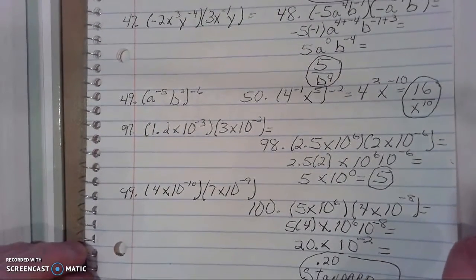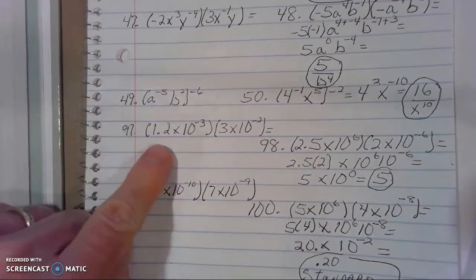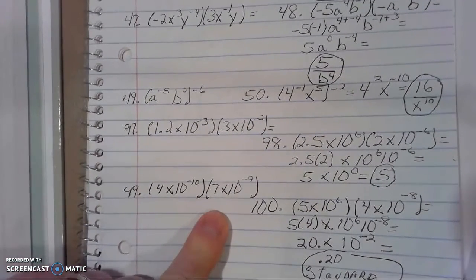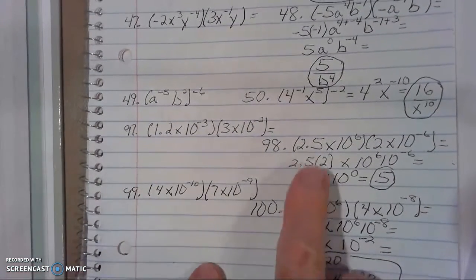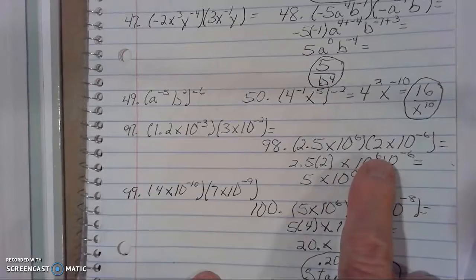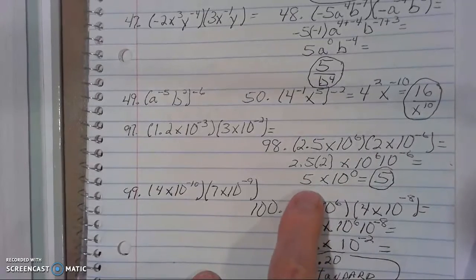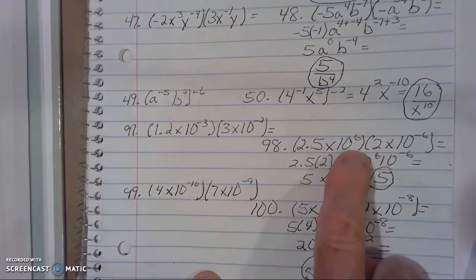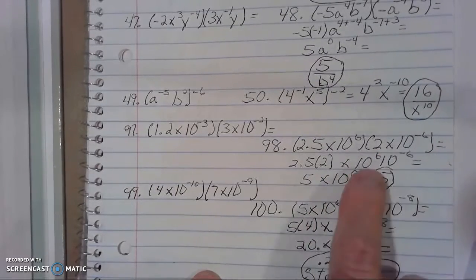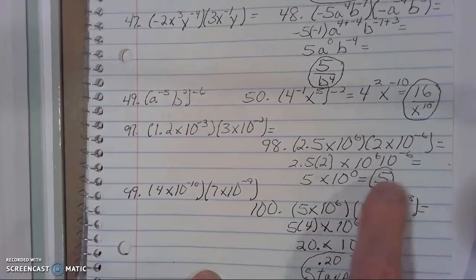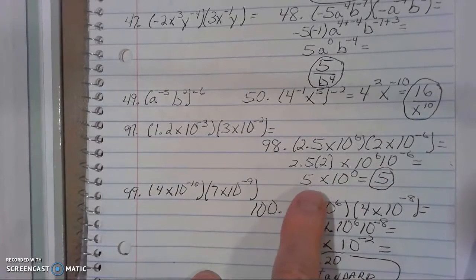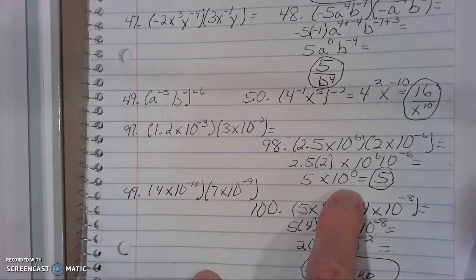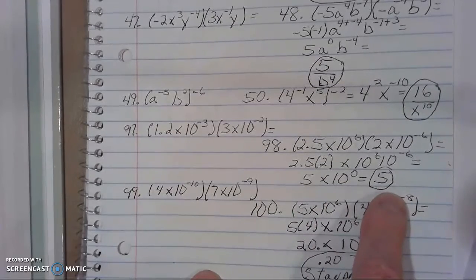97 through 100 here is multiplying scientific notation. On 98, I take 2.5 times 2 is 5. I take the tens times each other by adding their exponents, 10 to the 0. So it's 5 times 10 to the 0, and 10 to the 0 is 1, so just the number 5.